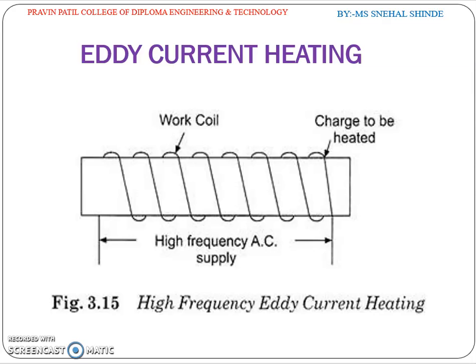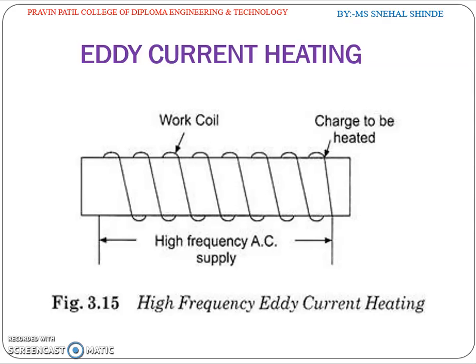Eddy current heating. Heating effect is produced due to eddy currents induced in the mass to be heated. Alternating current cutting the conducting substance induces eddy currents in it, and the loss of energy due to eddy current is eddy current loss, which appears in the form of heat.